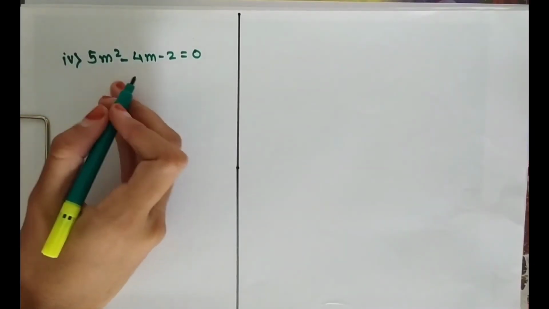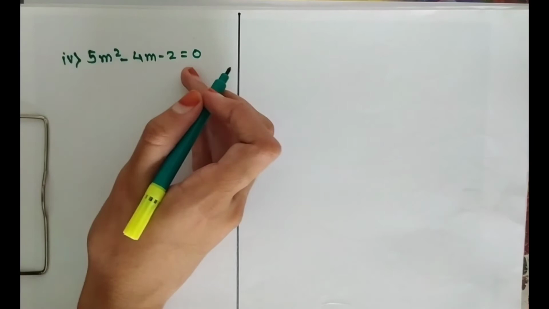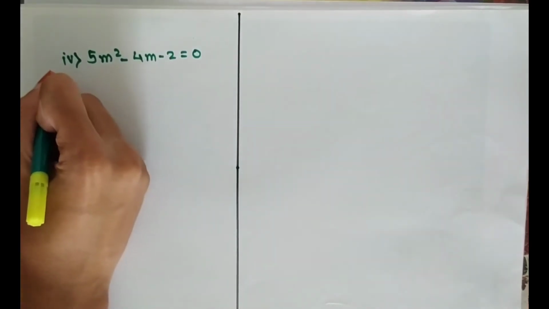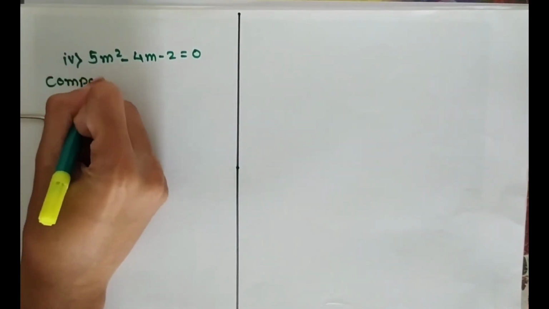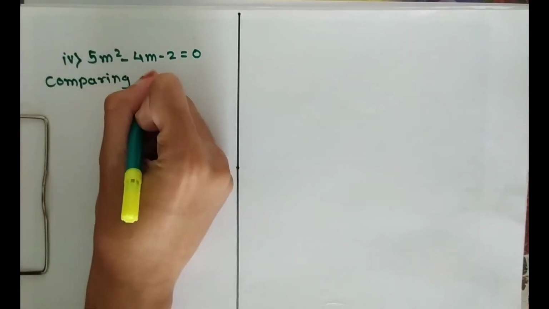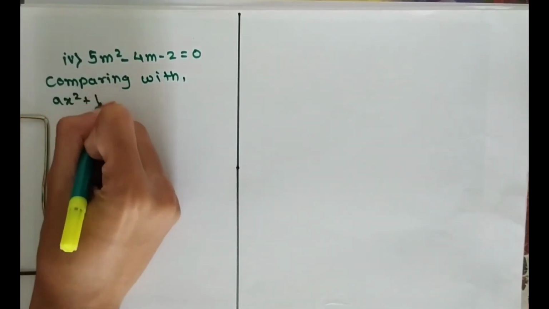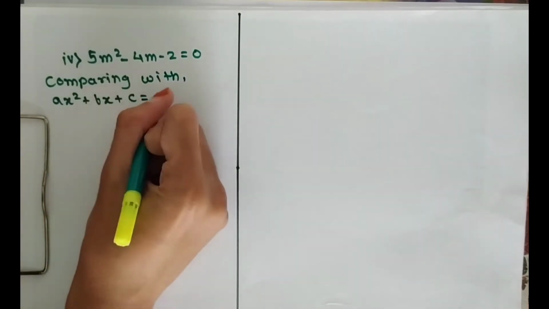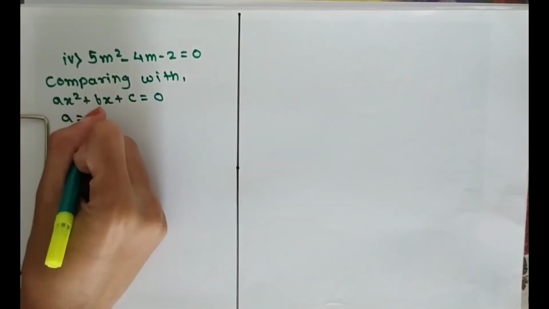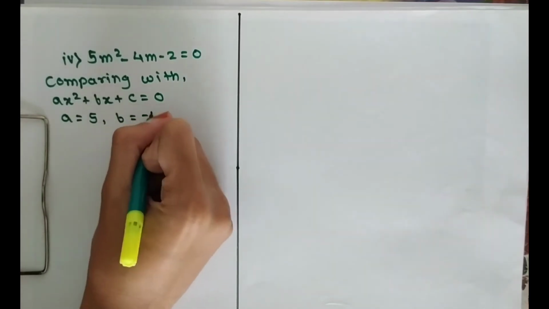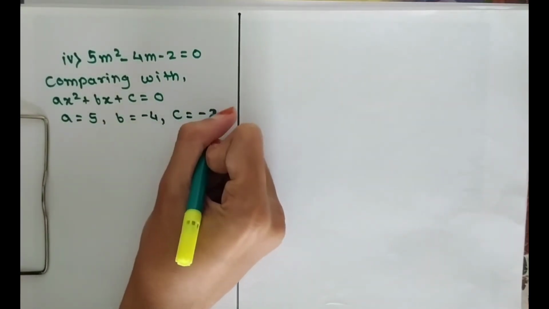Question number 4 is 5m square minus 4m minus 2 is equal to 0. Now comparing with ax square plus bx plus c is equal to 0, then a is equal to 5, b is equal to minus 4 and c is equal to minus 2.